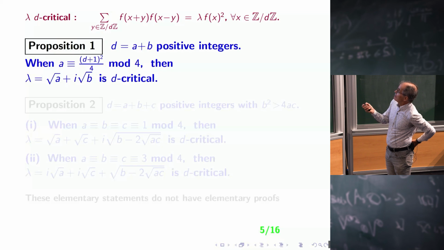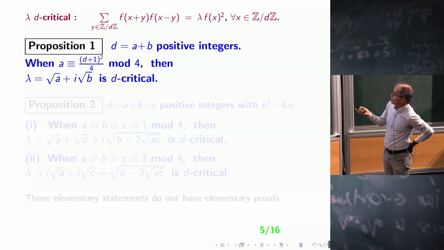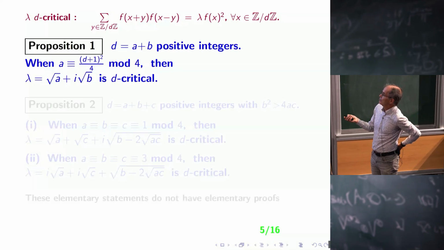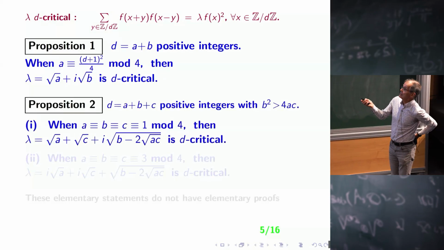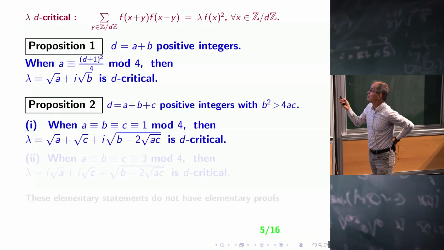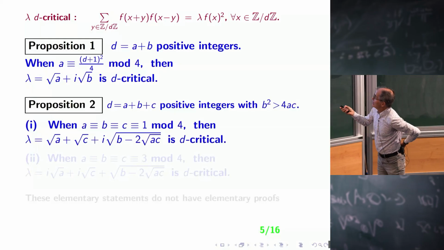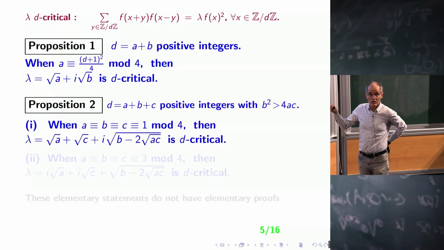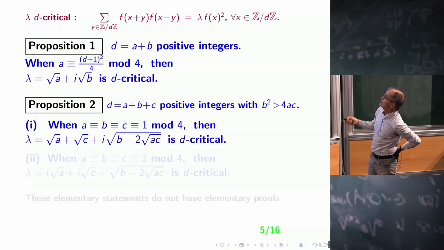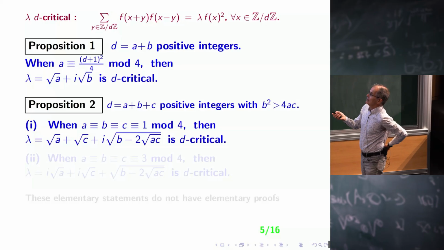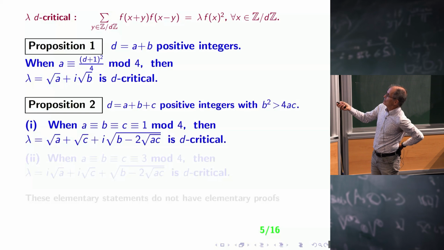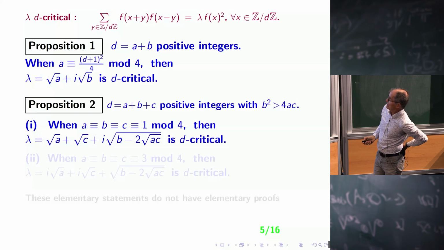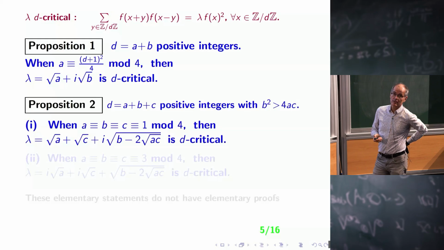I will be able to explain this only by using elliptic curves. And then the computer also gave me this example for small values of A and B. If D is A plus B plus C, three positive integers with a positive discriminant, and with some congruence condition mod 4, like A, B, and C being equal to 1 mod 4, then you compute this: square root of A plus square root of C plus i square root of B minus 2 square root of AC is D critical, okay?